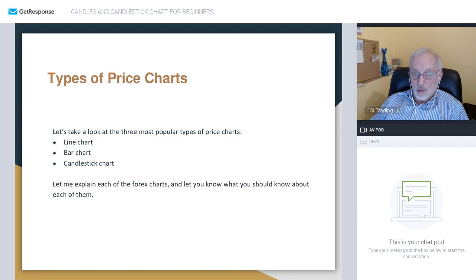there are three main charts. Those are listed here. So we have a line chart, we have a bar chart, and a candlestick chart. The candlestick chart, I believe, is the most used, most popular among traders. So on this we'll mainly focus. But before we go to the candlestick chart, I'll explain each of the Forex charts and let you know what you should know about each of them.